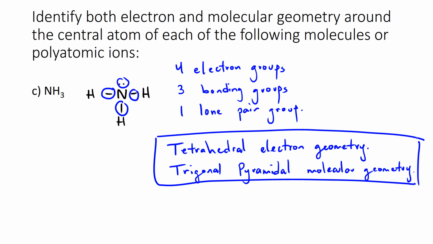If we had 4 bonding groups, so instead of a lone pair being up here, if we had an element that had 4 bonds, both the electron and the molecular geometry would be tetrahedral. But like I said, because we only have 3 groups and 1 lone pair, that's going to change the molecular geometry to trigonal pyramidal.